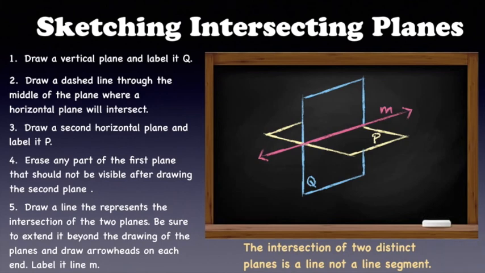The intersection of two distinct planes is a line, not a line segment. Therefore, the arrowheads are necessary.